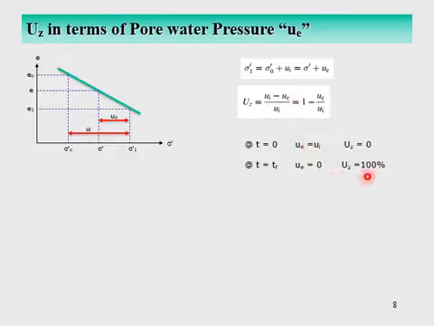So first we represented Uz in terms of void ratio, then we represented it in terms of effective stress, and then we represented it in terms of excess pore water pressure.